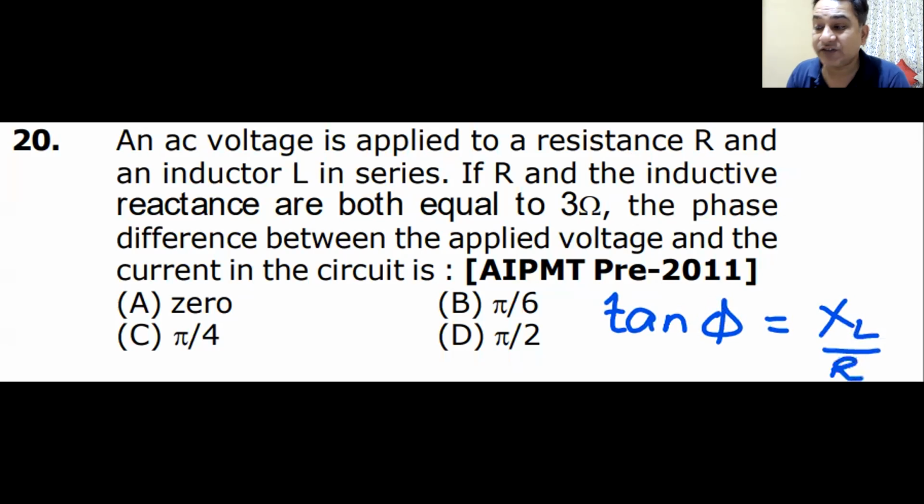Here XL is 3 ohms. R is 3 ohms. 3 divided by 3, tan phi is 1. If tan phi is 1, tan of theta is 1. The value of theta has to be 45 degrees, which is pi by 4. And hence comes your answer. The answer is C, pi by 4.